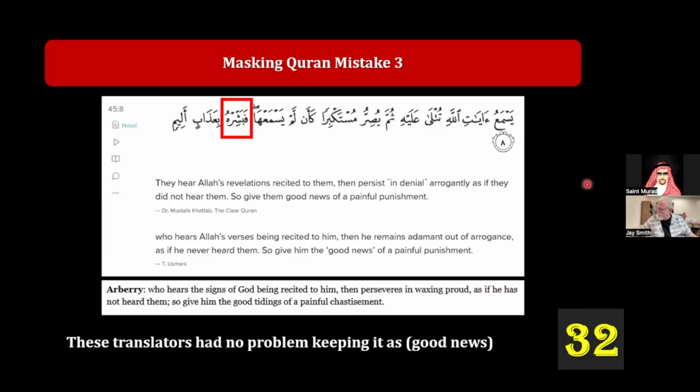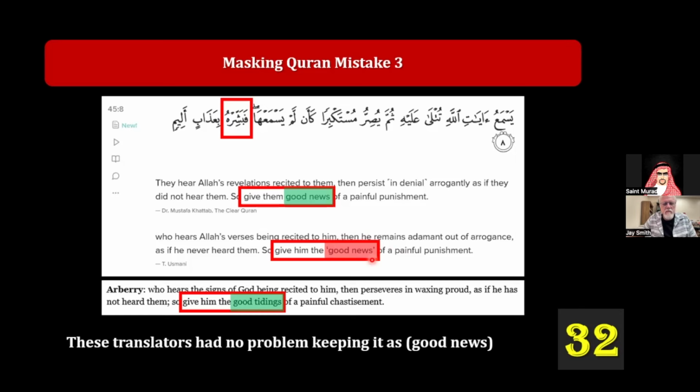So this is group 1, and it says, يسمع آيات الله تتلى عليه ثم يصر مستكبرا كأن لم يسمعها فبشره بعذاب أليم. So give him good news of a painful torment. So here, the Clear Quran has it right. Arberry has it right. Taqi Osmani has it right, but he has these two, what do you call these two things that show that it's in a sarcastic manner. So he adds a little bit of flavor there. But again, at least he has it as good news.